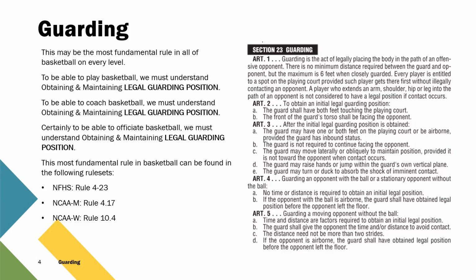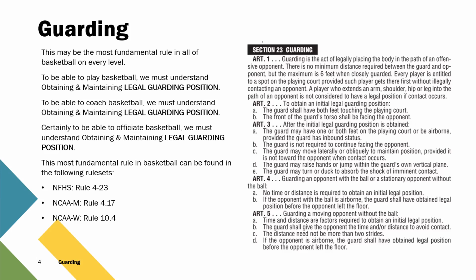Every player is entitled to a spot on the playing court, provided such player gets there first without legally contacting an opponent. A player who extends an arm, shoulder, hip, or leg into the path of the opponent is not considered to have a legal position if contact occurs. Let me reread this sentence for you here. Every player is entitled to a spot on the playing court, provided such player gets there first without legally contacting an opponent. Know what words are not in Article 1? Set, still, stationary.